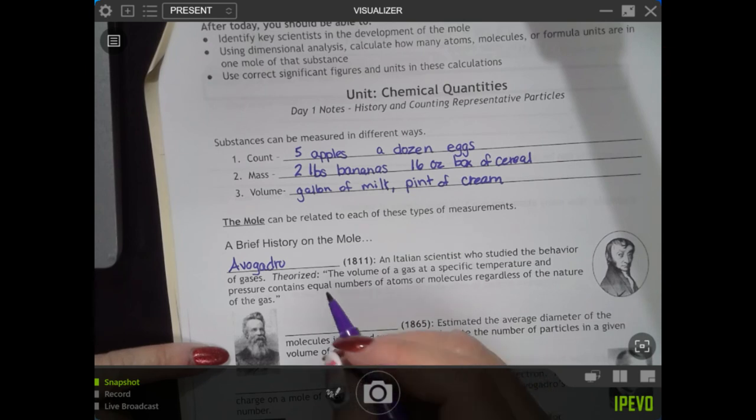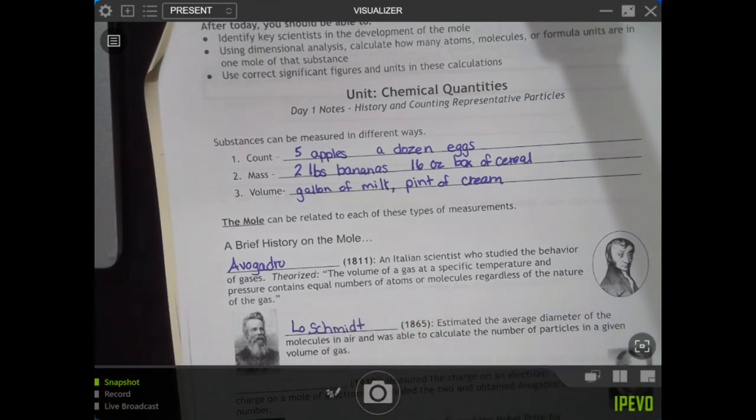All right. The next person that had anything to do with measurement of quantities was this guy called Loschmidt. And he came up with this idea of the average diameter of the molecules in air. And he was able to calculate how many particles there were in a given volume of gas, which is crazy to me even today with our technology, that you could count these billions of trillions of atoms.